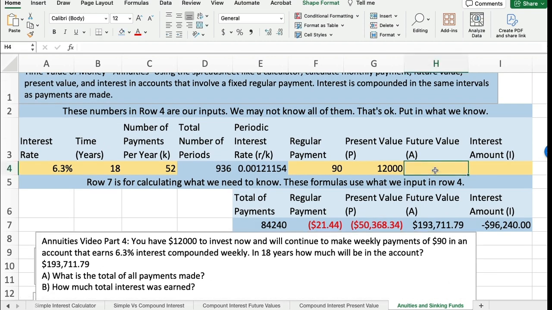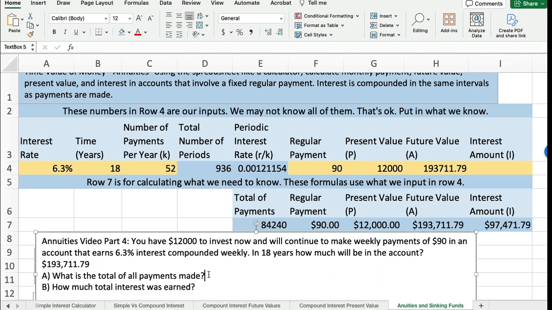So we're going to go ahead and copy that number up here in H4, 193,711.79, and hit tab. Now we should see a much better calculation down here in the regular payment column and the present value column. Those numbers now jive with all the information that we gave it. The present value is in fact $12,000. The regular payment is $90.